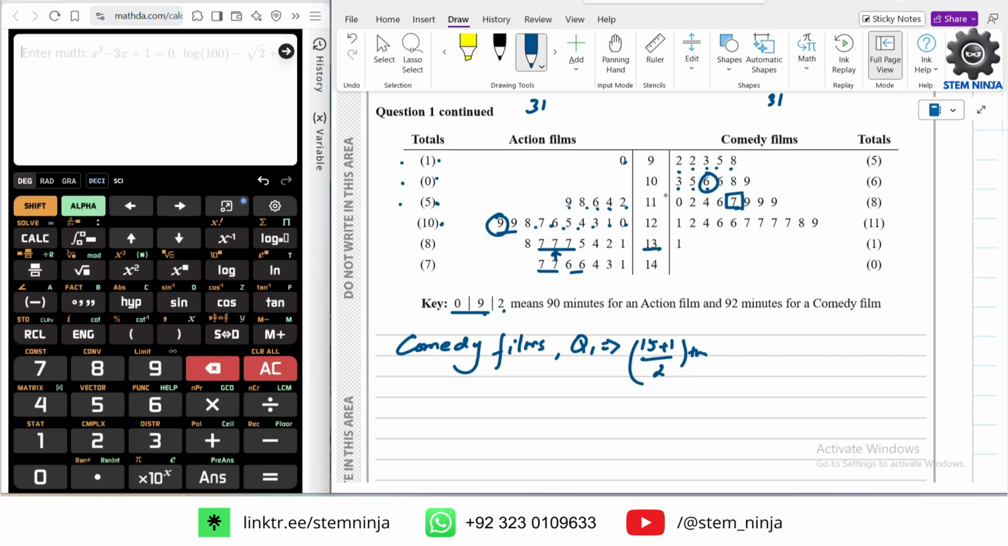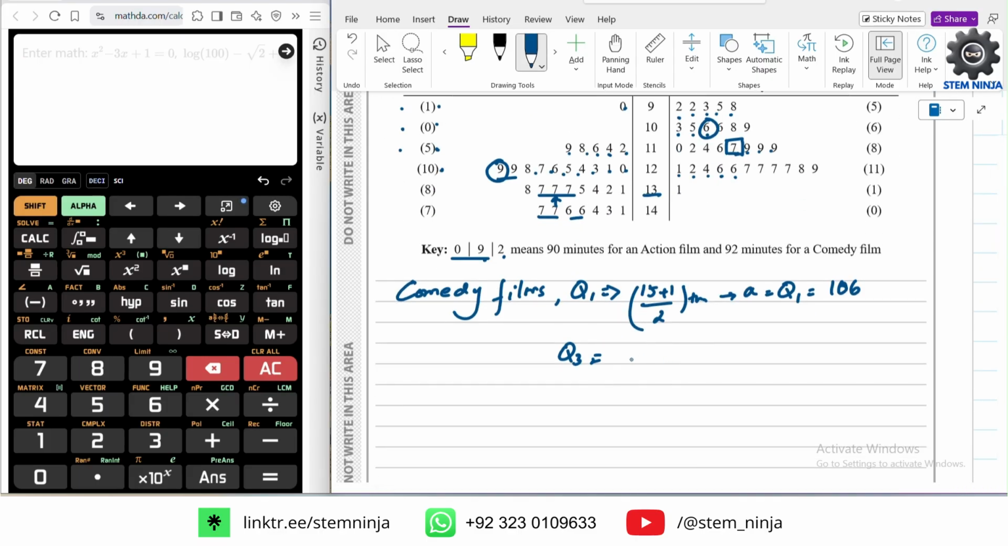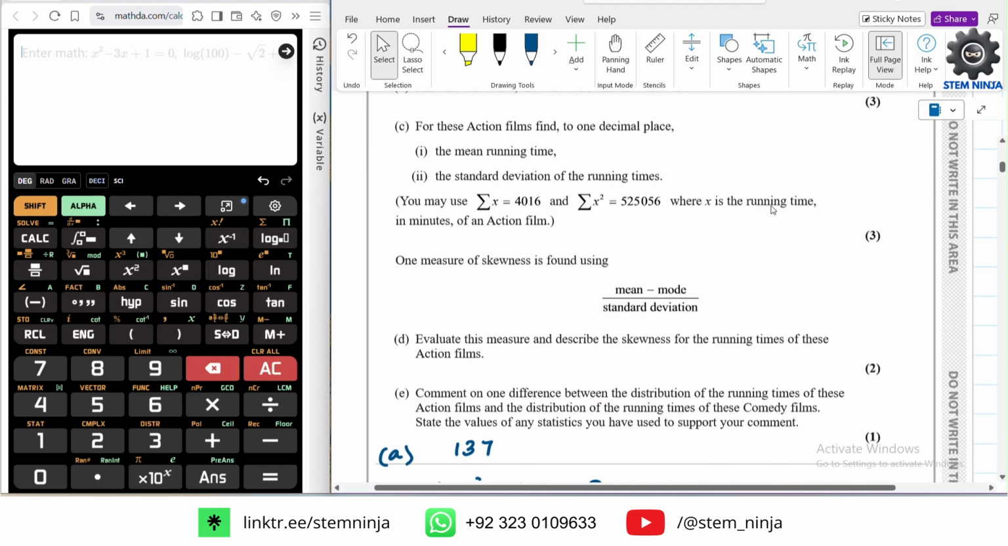And this is 106. Therefore A, which is Q1, is 106. Similarly, for the 8th position from the top, 1, 2, 3, 4, 5, 6, 7, 8, it is 126. So Q3, which is equal to C, is equal to 126. All right.